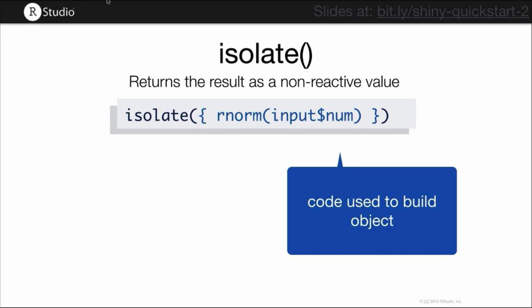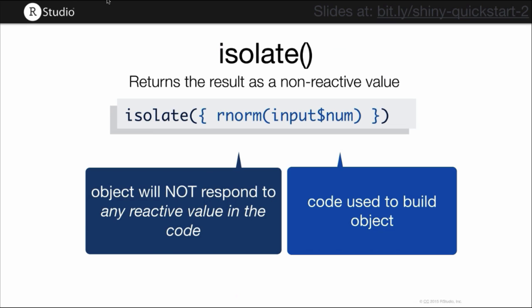The arguments for isolate are similar to the functions we looked at already. It just takes a block of code that it uses to build its result, but then the result will not respond to any reactive value in the code. The result will be inert.